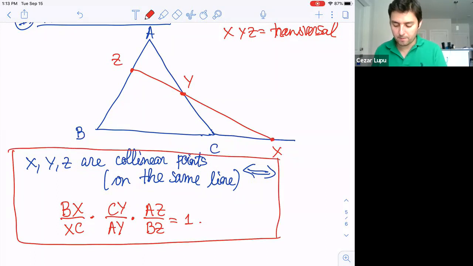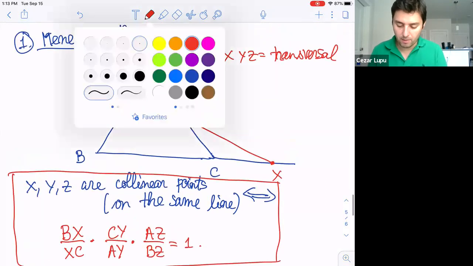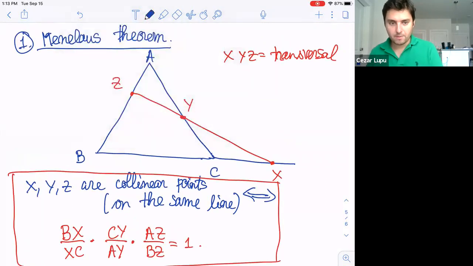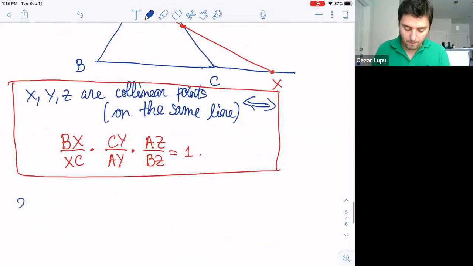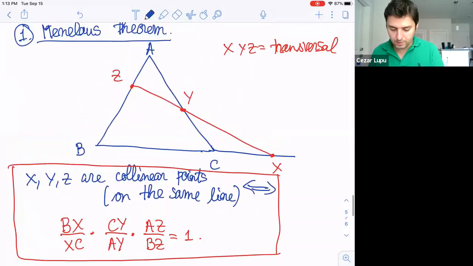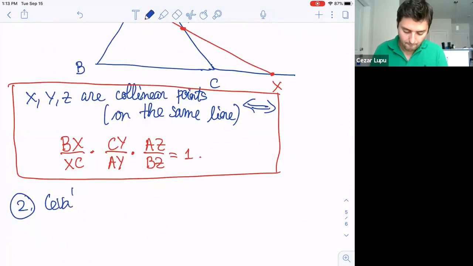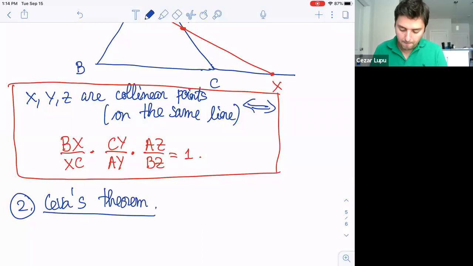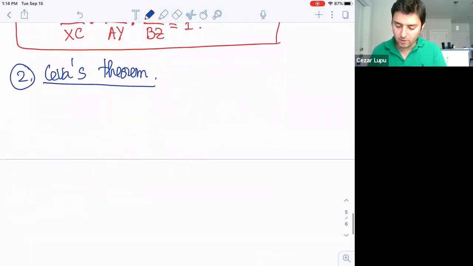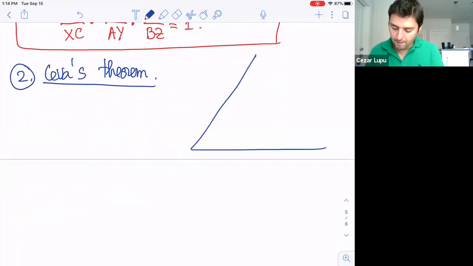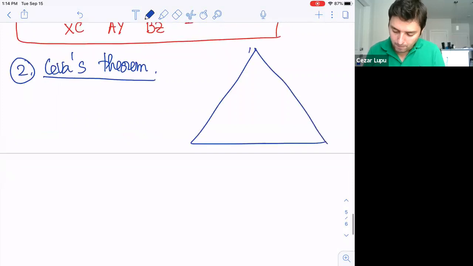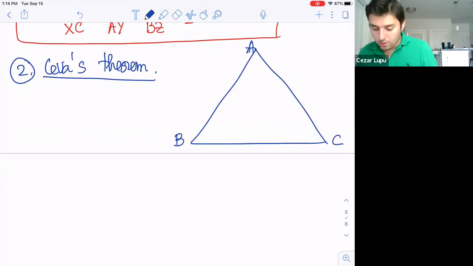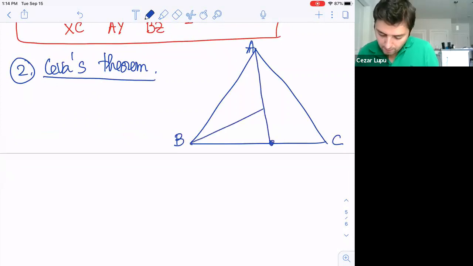So keep this in mind, because Ceva's theorem will come into play. And Ceva's theorem says the following. I'm going to draw again a picture here. A, B, C. And I'm going to draw some cevians here.